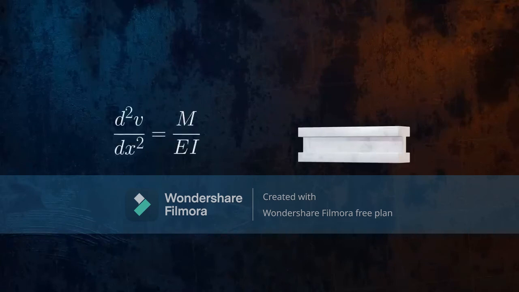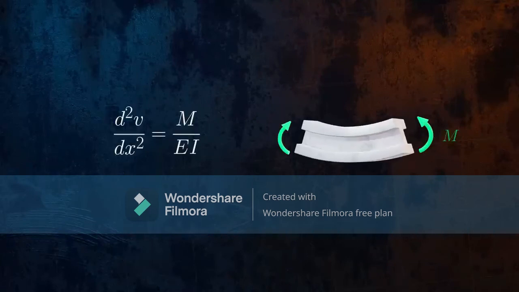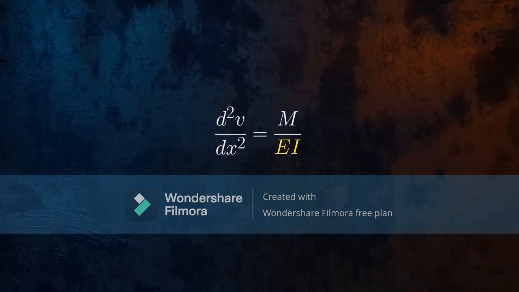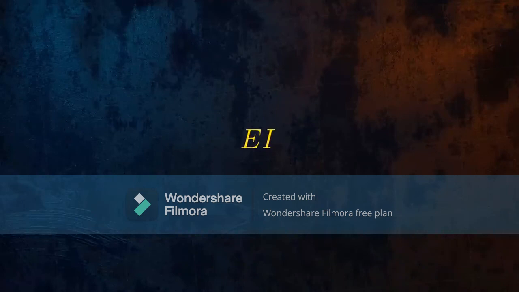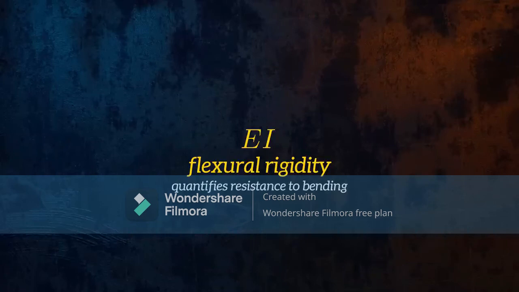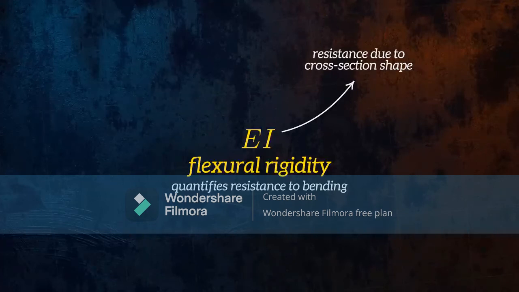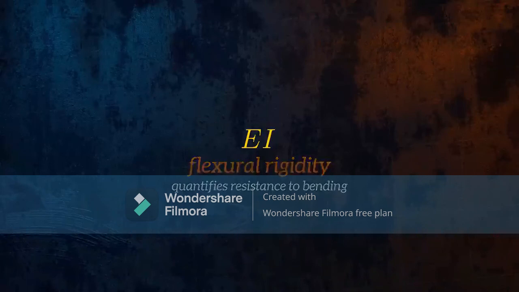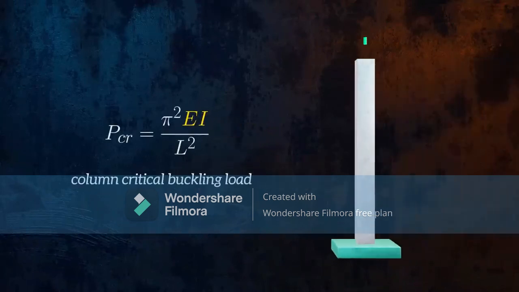This equation, for example, defines the deflection of a beam for an applied bending moment, M. You will notice that the term EI appears in many equations. It is called flexural rigidity. It quantifies the resistance of a beam to bending. As we have just seen, I is the resistance due to the geometry of the beam cross-section, but the stiffness of the beam material also contributes to its total resistance to bending and is captured by Young's modulus E. Flexural rigidity also appears in the analysis of columns, where it can be used to calculate the critical buckling load.